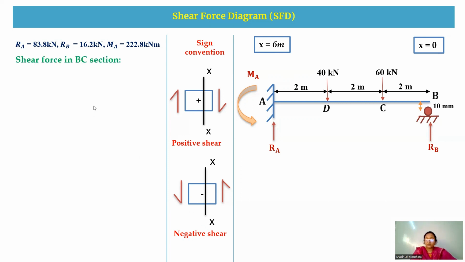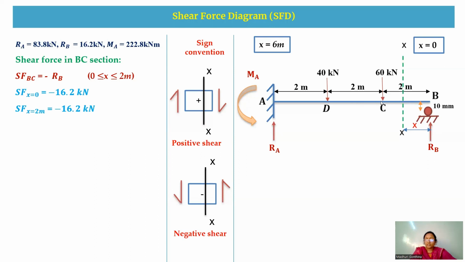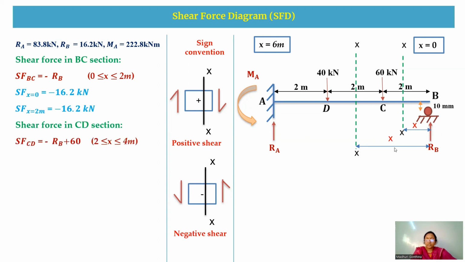Now I'm going to take the shear force in the BC section. I cut the section in BC and this is an X distance. The shear force equation will be minus RB, because it is in an anti-clockwise direction. The limits are 0 to 2. Therefore, from 0 to 2, the shear force will be negative and it is 16.2 kilonewton. Next, I'm going to take the section in CD, which is at X distance from B. The shear force equation is minus RB plus 60, from 2 to 4 meters. Now I get the shear force value to be 43.8 kilonewton, which is a positive value.